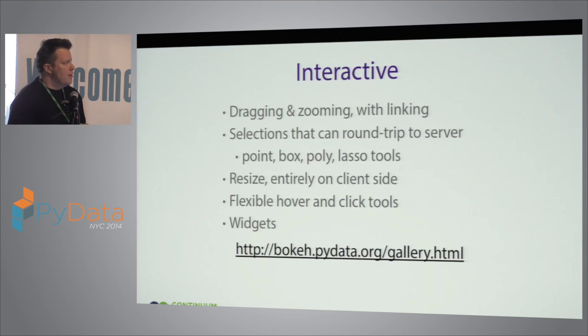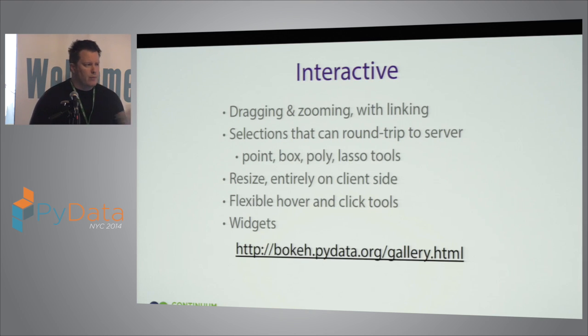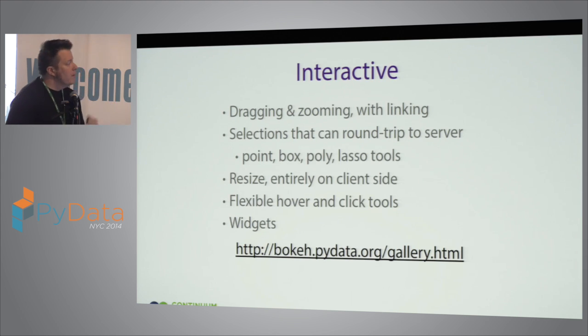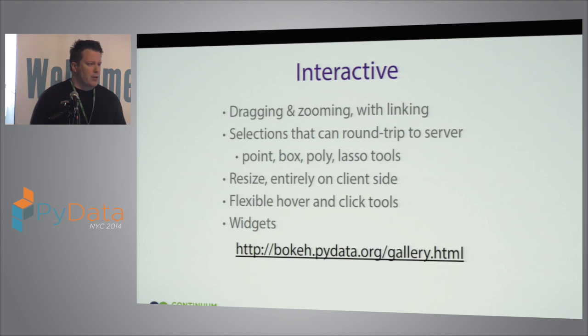Hover and click tools allow you to add additional drill down type information, look into additional columns of data that aren't presented visually, but you can present in the hover tool as you hover over different glyphs on the plot, that sort of thing. And then widgets. People also ask, what's Python's answer to R Shiny, and we're trying to be that as well. So you can go to bokeh.pydata.org.